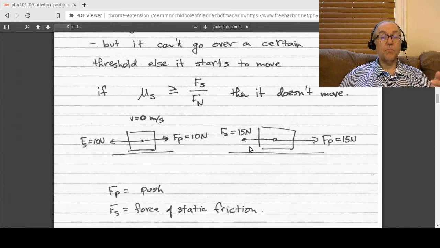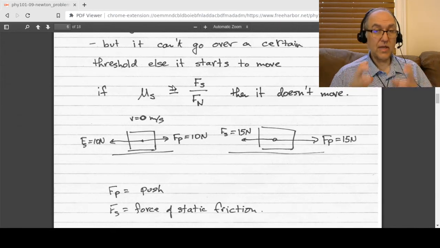Okay. But at some point, I'm going to push hard enough. What's going to happen? The box is going to start to move. When does that happen? When this equality breaks, when this inequality is no longer true. As soon as Fs grows so big that the inequality is no longer true, that's the point at which the box breaks free.